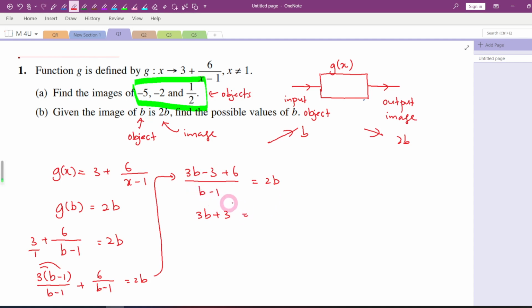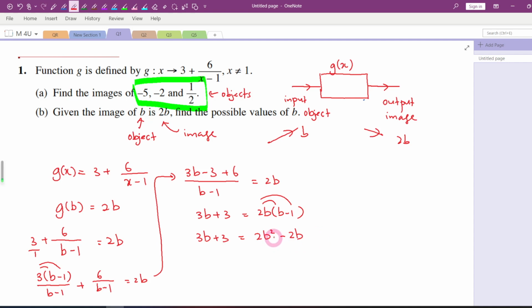And the b minus 1 I'm going to bring up here. Both sides I multiply by b minus 1. Okay, do some expansion over here. So this will give us 2b squared, and this will give us negative 2b.